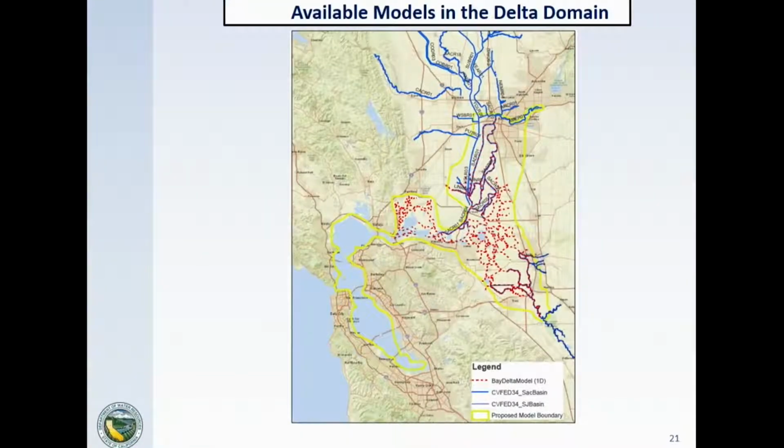So the models available in the Delta domain, we have the CVFED riverine models, Sacramento Basin and San Joaquin Basin. In the Delta domain, one of our colleagues mimicked the DSM2 model into RAS. So we are using that imprint, running GeoRAS and georeferencing the extent in the legal Delta.